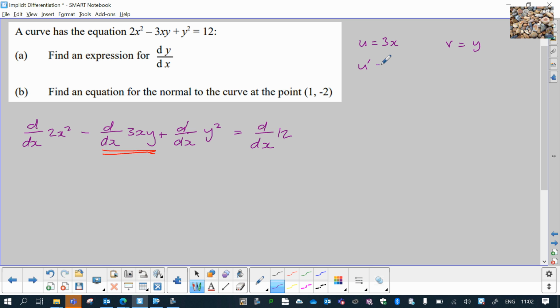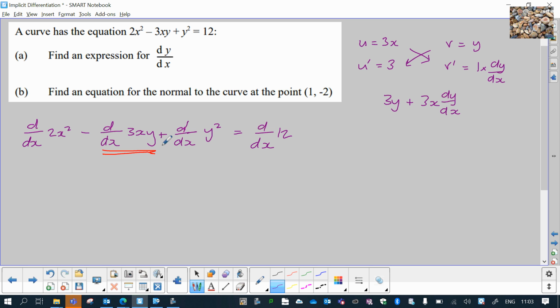If we differentiate u, we just get 3, and if we differentiate y, we end up with 1 multiplied by dy by dx, which, as you can see, is just dy by dx. Okay, which makes sense. It's differentiating y with respect to x. So if I differentiate this together, I've got v times du, I've got 3y plus u times dv, which means I've got plus 3x multiplied by dy by dx.